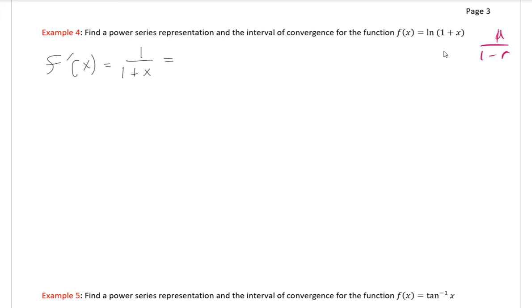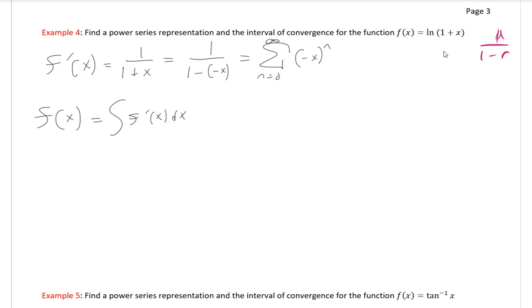That's relatively easy though, particularly compared to the previous ones. We have 1 over 1 minus a negative x, and we're done. That's all we really need to make this into a summation. This is now the summation from n equals 0 to infinity of a, which is 1, times r, negative x, to the n power. Now, in order to get to f, the original function, what I'm going to need to do is take the integral of that derivative I just took. So I'm going to then need to take the integral of that summation of negative x to the n power.